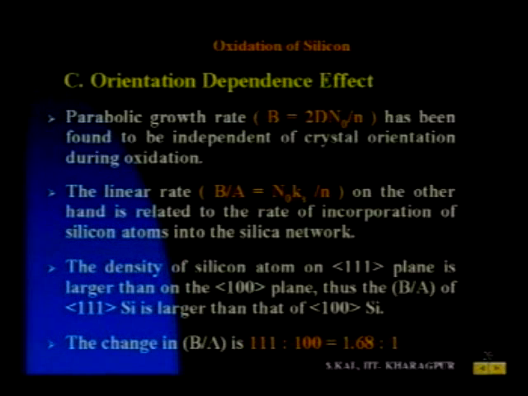The change in B by A, that is the linear rate constant, of 111 to 100 is equal to 1.68 to 1. That is the ratio change. This B by A value changes because of what? Because of the availability of more silicon atoms in the case of 111 crystal. This is the reason for the crystallographic orientation dependence effect of silicon dioxide.